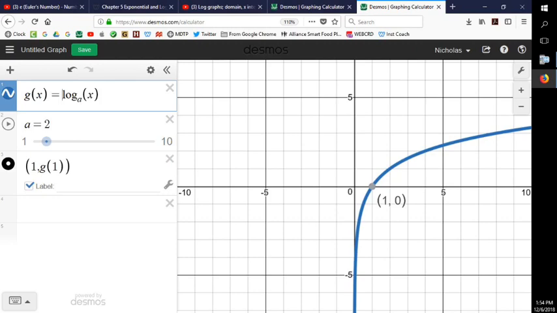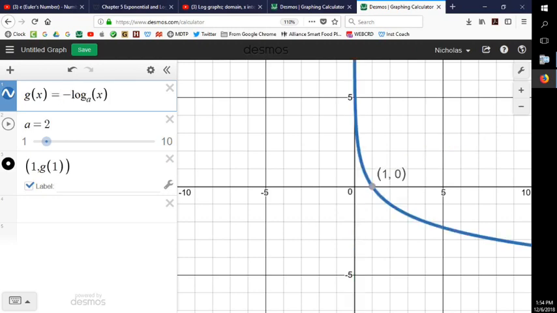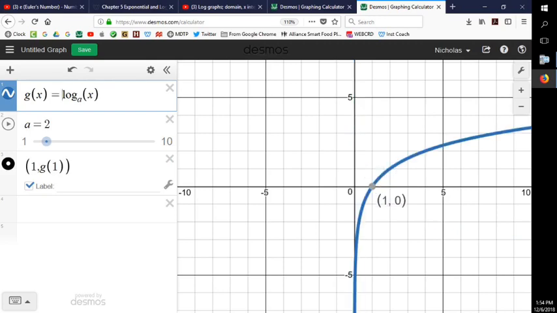It's going to change all the y values. See, check it out. Boom. All the y values changed. Okay? So it reflects over the horizontal axis, but it doesn't always reflect over the x-axis. It could reflect over different axes.